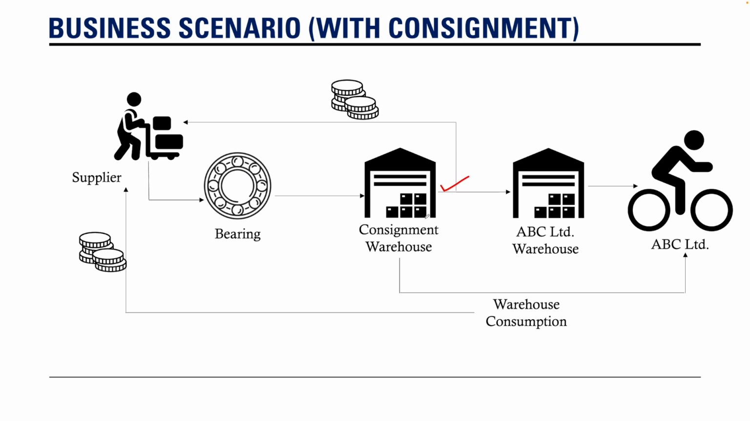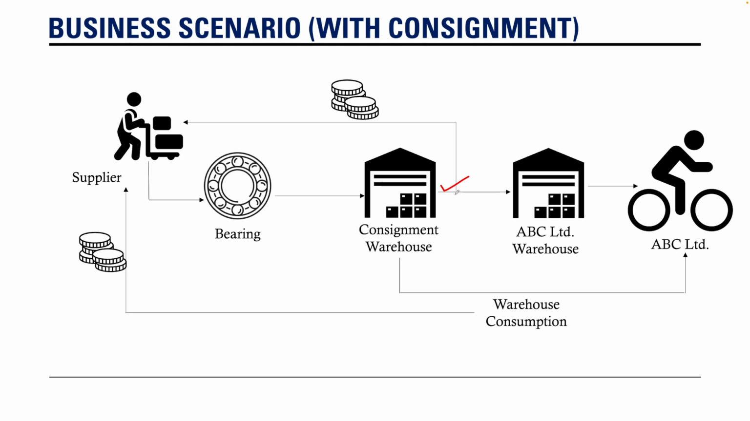Now as and when the material is required, that is, as and when the bearing is required, the bearing will be issued from this consignment warehouse and will be either issued to the company's own warehouse for storage, or it will be directly issued to the consumption for its production process. So in both the cases, the quantity which will be issued from the consignment warehouse, the value of such quantity only will be liable to be paid to the vendor.